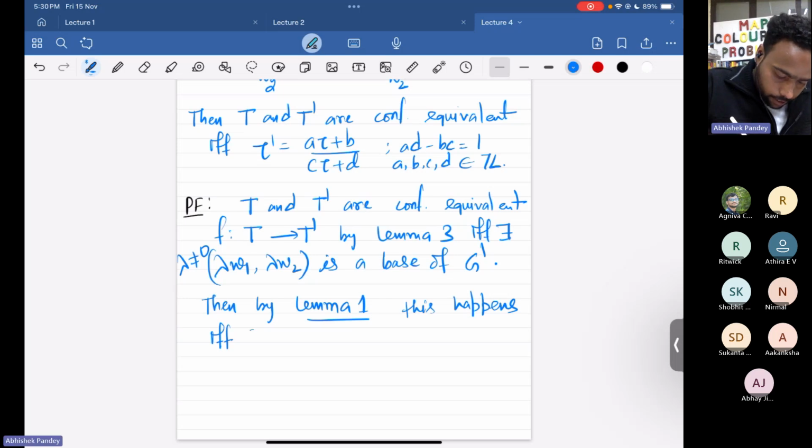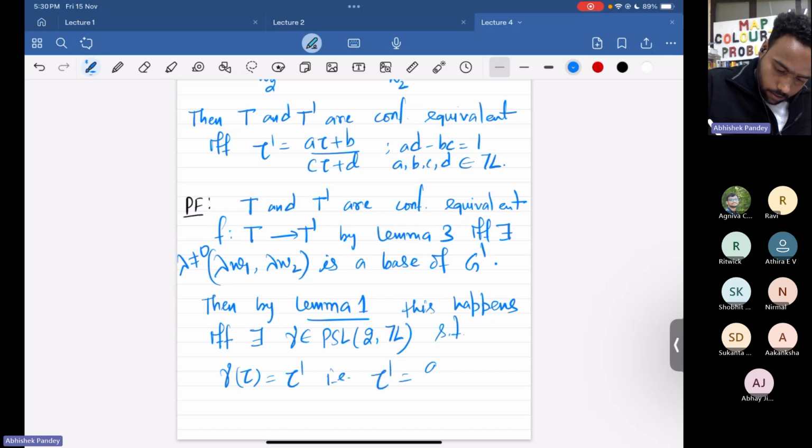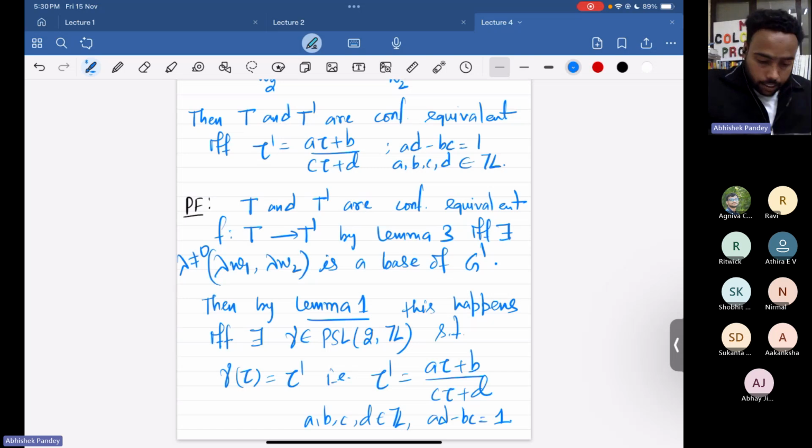This happens if and only if there exists gamma in PSL2Z such that gamma of tau is basically tau dash. That is, tau dash is A tau plus B upon C tau plus D, where A, B, C, D are integers and AD minus BC equals 1. So this is the condition for the conformal equivalence of the two tori.